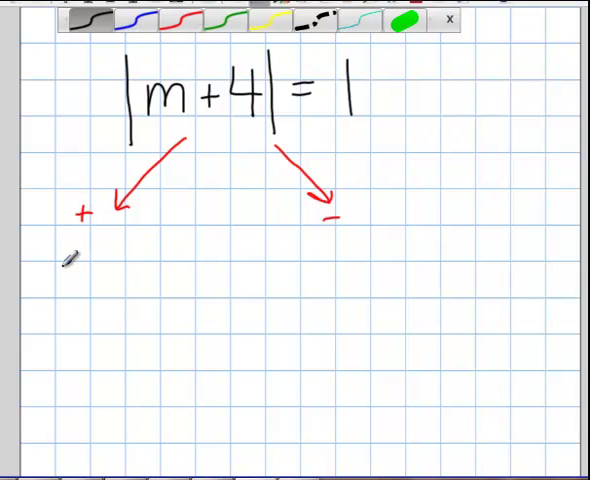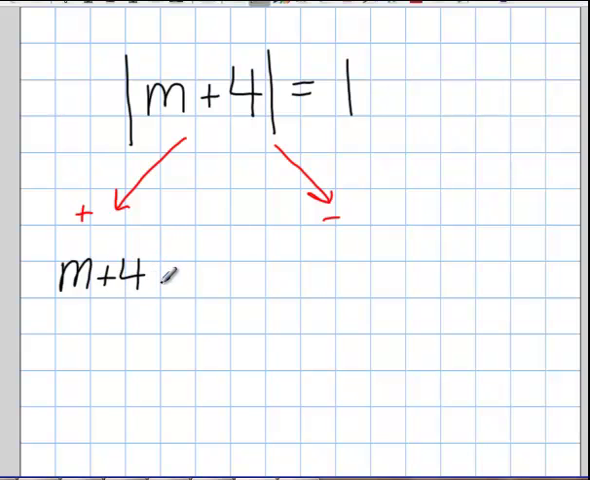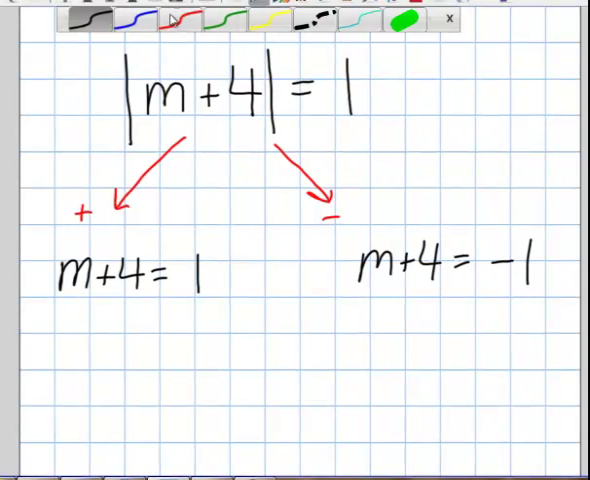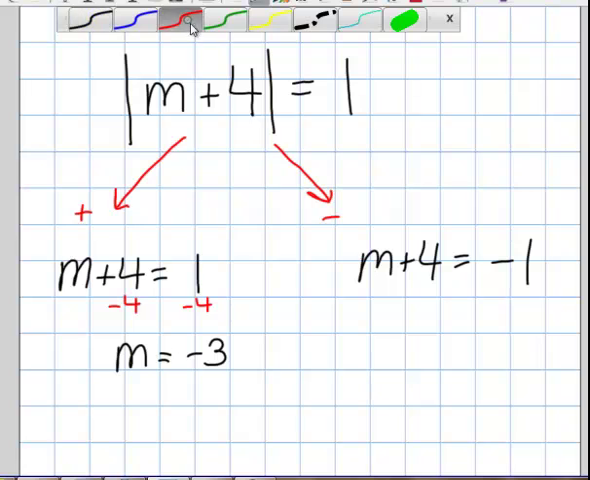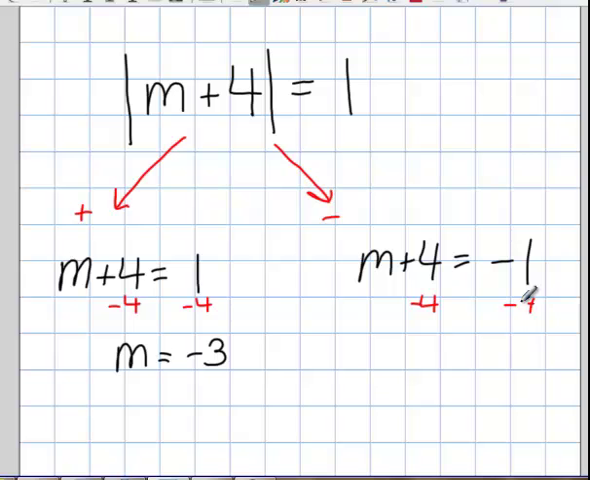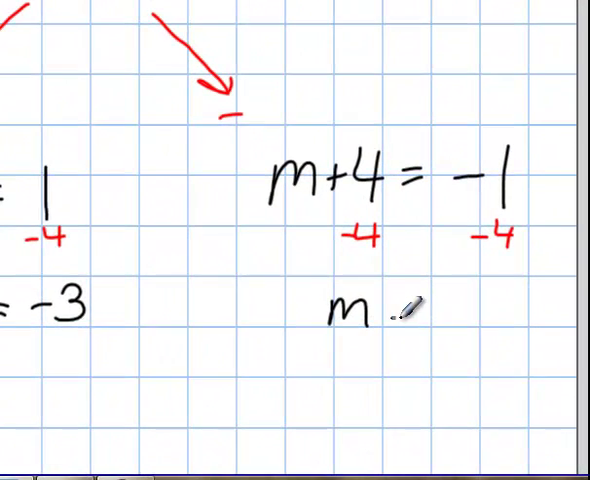For the positive column, I'm going to write m plus 4 is equal to positive 1, and then over here I'm going to write m plus 4 is equal to -1. Now from this step, I'm going to solve each of these equations on their own. On this side, I'm going to subtract 4 from both sides because I want to isolate the m. This side I'm just left with m, and the other side 1 minus 4 is equal to -3. Let's do the same thing on this side. Again, I'm going to subtract 4 from both sides, and I'm left with m is equal to -1 minus 4, which is -5. So these are our two answers.